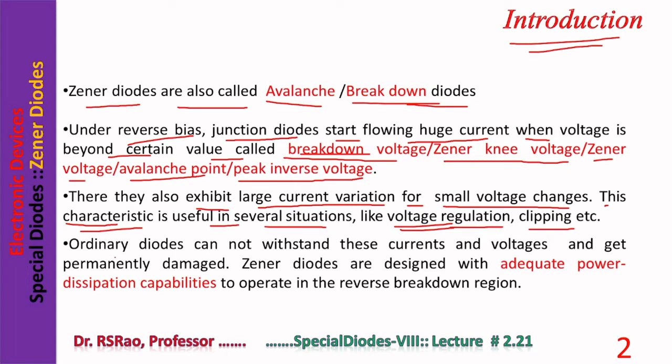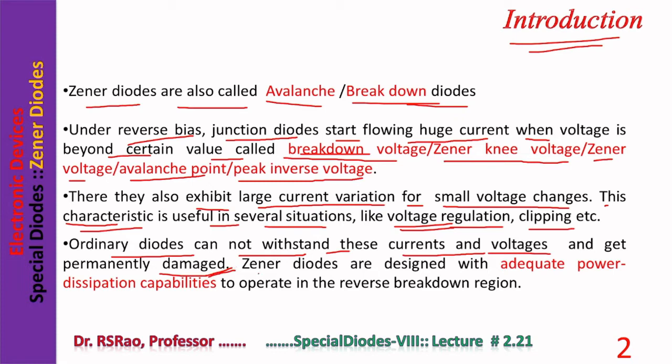Now, some more points. Ordinary diodes cannot withstand these currents and voltages and get permanently damaged. If we try to operate an ordinary diode at or beyond breakdown voltage, it cannot withstand such high voltages and such high currents, resulting in permanent damage, even burnout of the diode. That is the case with ordinary diodes.